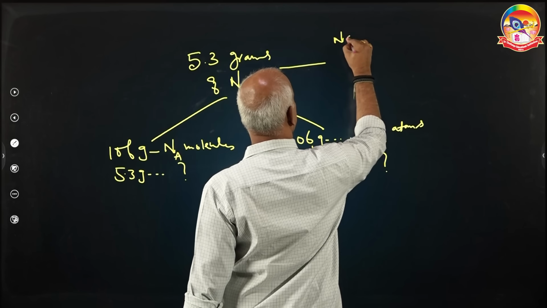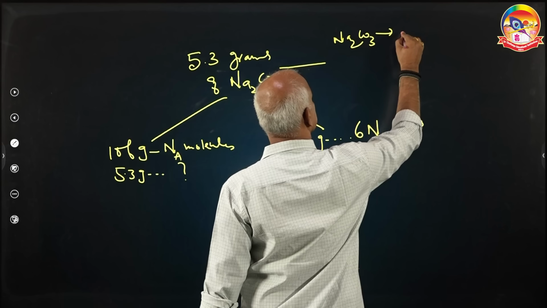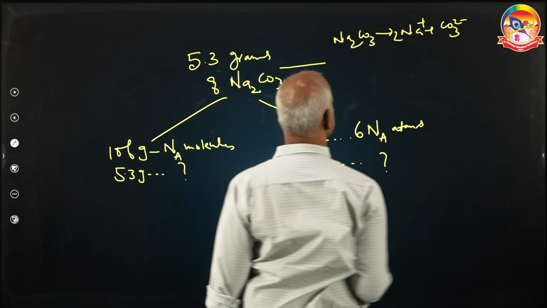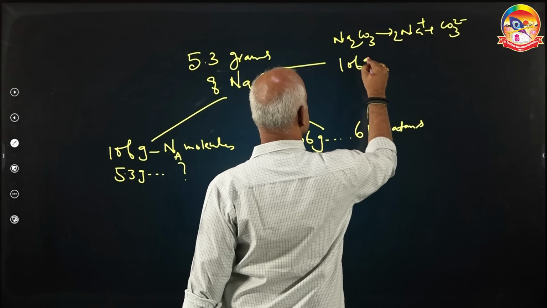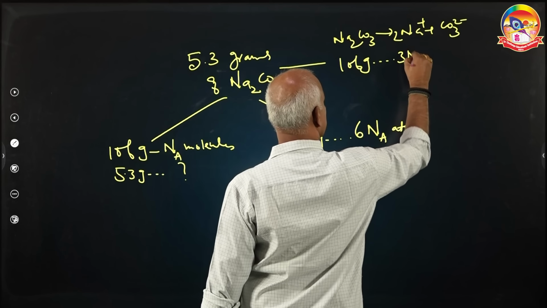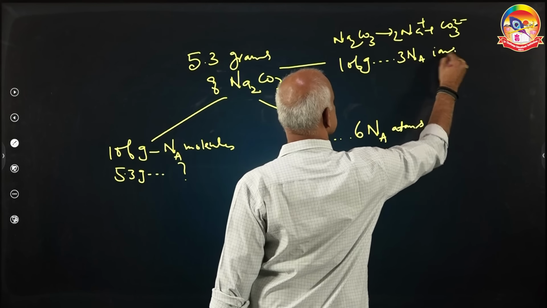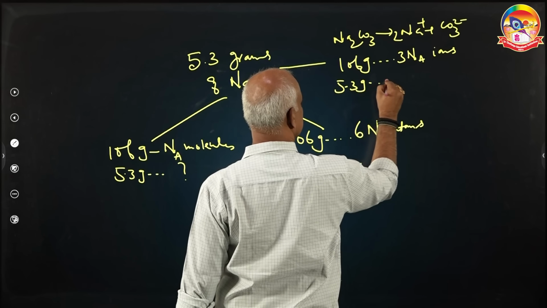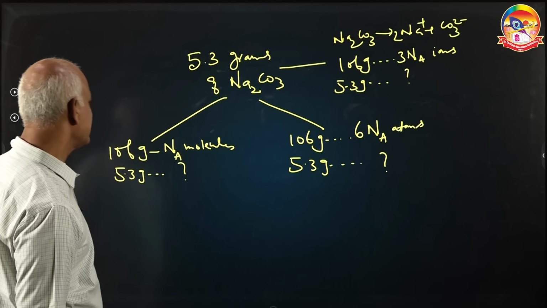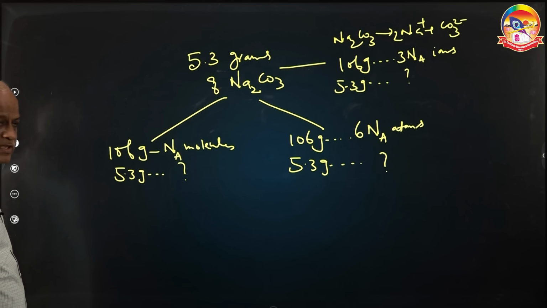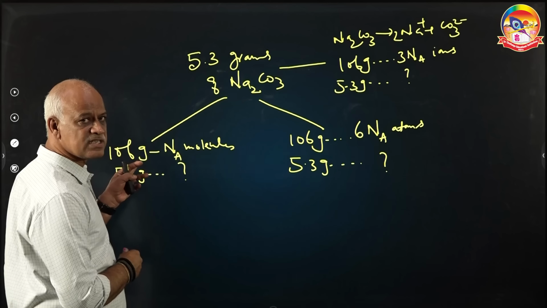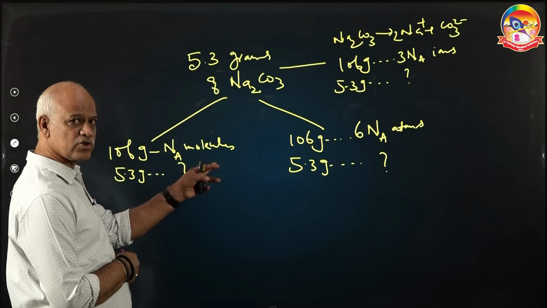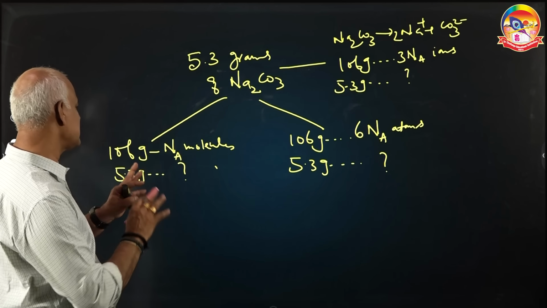You know, Na2CO3 produces 2 sodium ions and 1 carbonate ion. Therefore, 106 grams contain 3 Na ions. 3 Na ions, 5.3 grams contain how many? You can very clearly see I have created 3 questions based on this. What is the molar mass of Na2CO3? 106. 106 grams contain Avogadro's number of molecules. 5.3 contains how many molecules?